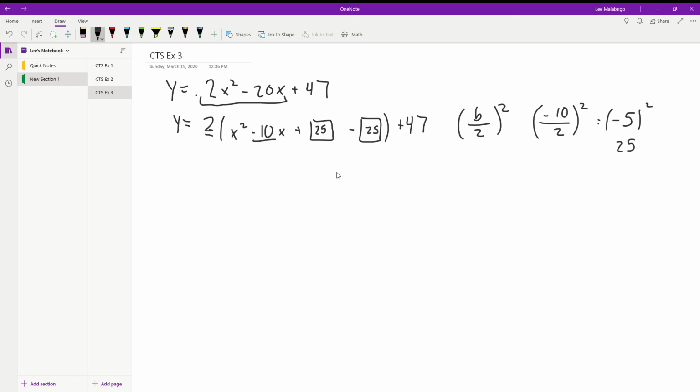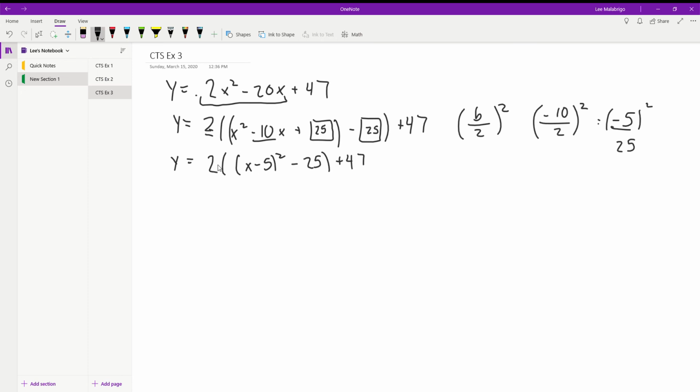Okay. Now the important part of this problem is that you notice that this 2 is being distributed to everything here, including this 25 and this one. Well, the nice thing is this still factors nicely. So we can still do this as y is equal to 2, and this is going to be our x, and we have a minus 5 here, so this is simply x minus 5 squared. Okay. And then we have our minus 25, and then we have our plus 47.